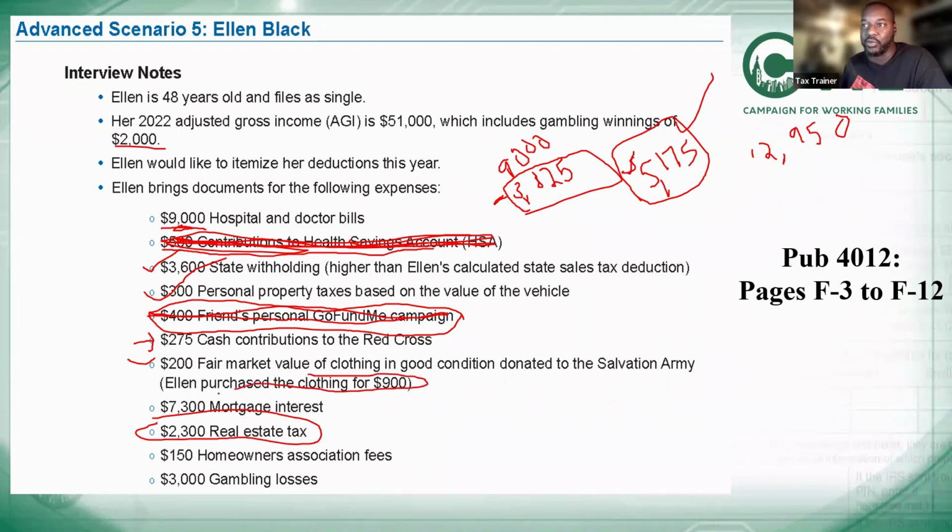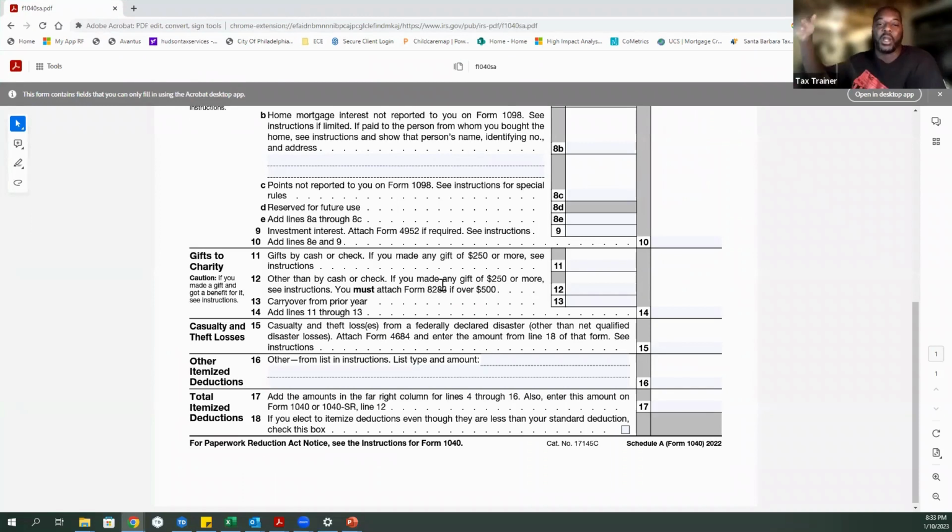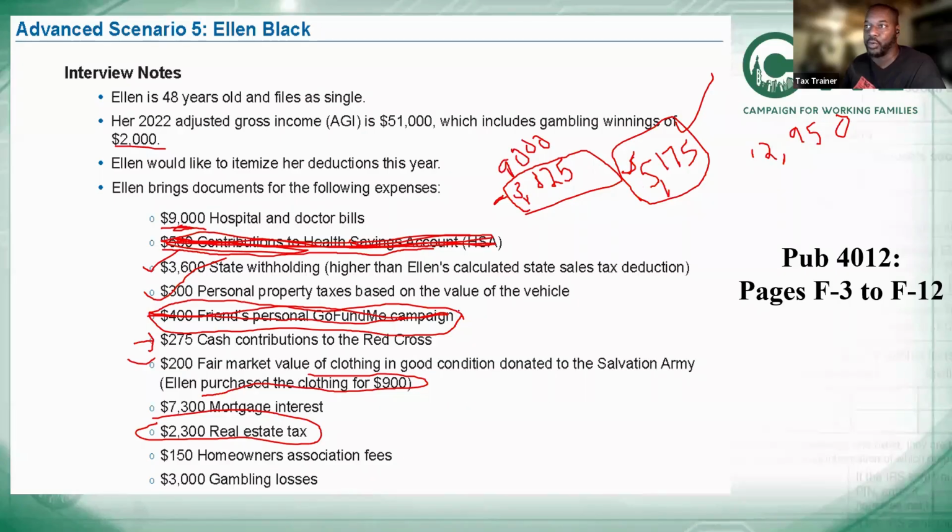So it was worth $900, and the fair market value of it now is 200. If this was like $500, I had to fill out this form and break down what I bought, when did I buy it, what was the value of it when I bought it, and what is it valued at now. So when you get over $500, there are some extra steps you have to do, but most of our clients are under 500 or don't even itemize.